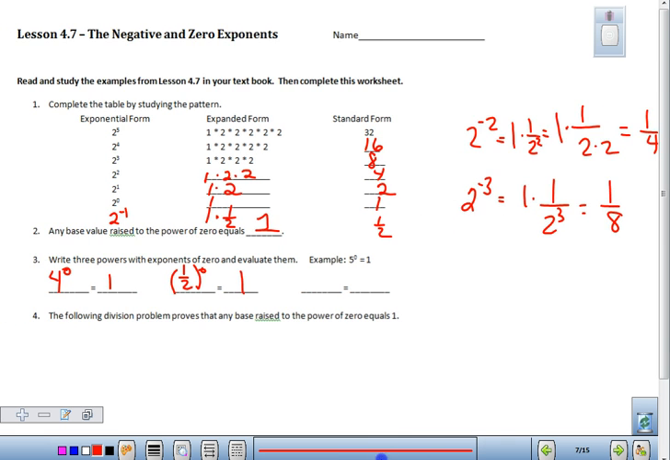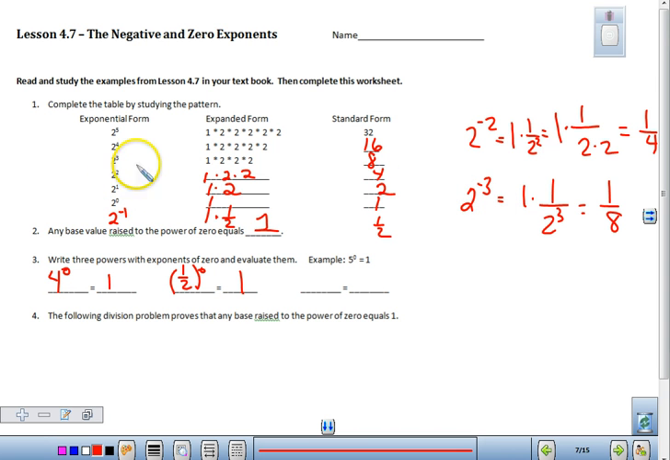So one of the things you notice is we talked about the negative exponent is reciprocal. Look at 2 to the 3rd, it's 8. 2 to the negative 3, 1/8. It does not make it negative.